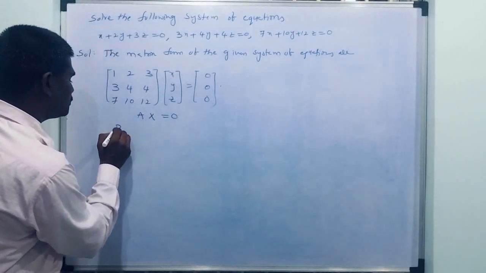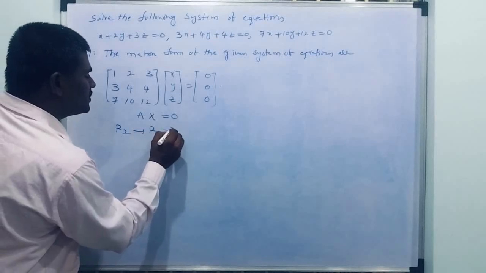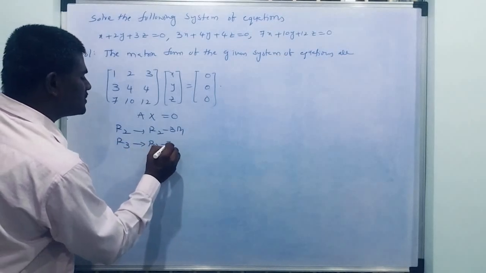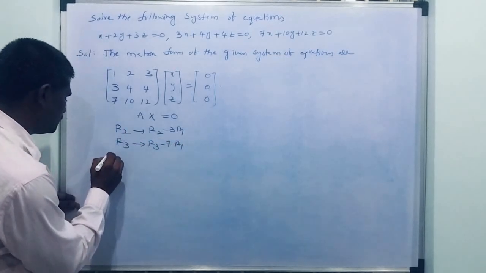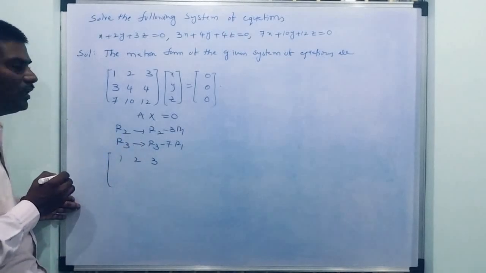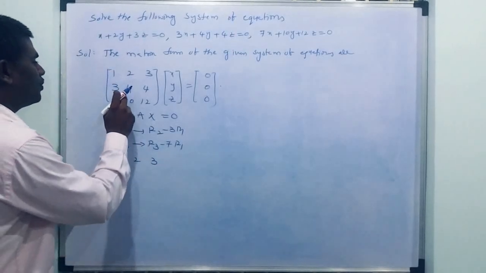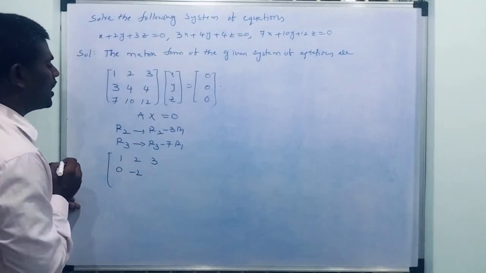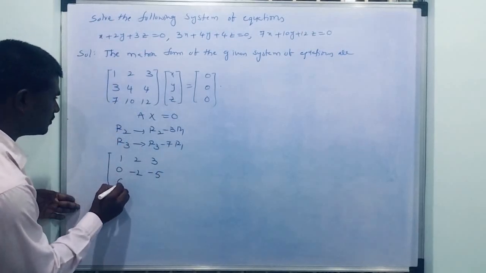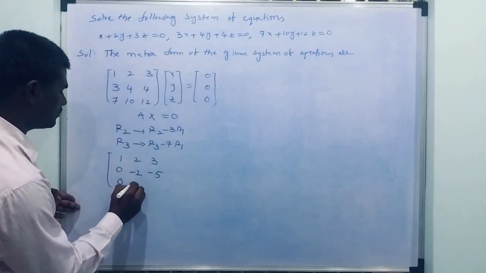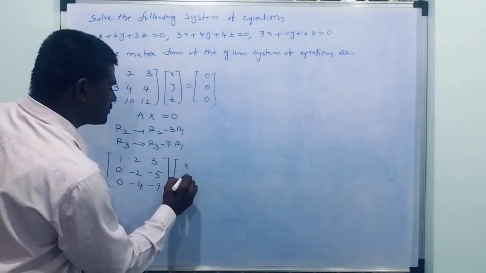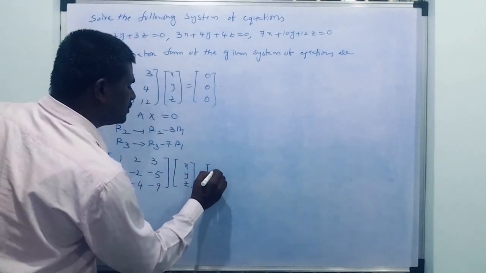That means R2 tends to R2 minus 3R1, R3 tends to R3 minus 7R1. If you do so, the matrix will be reduced to no change in the first row, 1, 2, 3. 3 minus 3, 0. 4 minus 6, minus 2. 4 minus 9, minus 5. And 7 minus 7, 0. 10 minus 14, minus 4. 12 minus 21, minus 9. X, Y, Z equal to 0, 0.